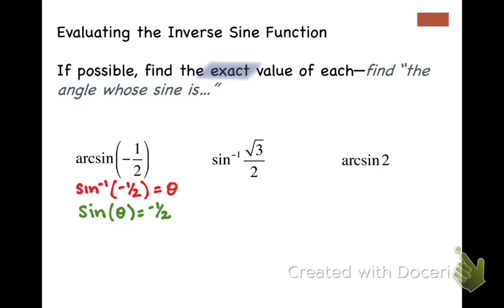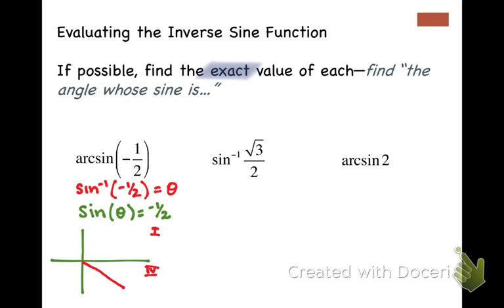So because I dealt with arcsine, that was the original question, that means I'm going to be restricted to just the first or fourth quadrants. I'm not looking anywhere else. So between those two, I want to figure out where is sine negative. Sine is negative in the fourth quadrant.